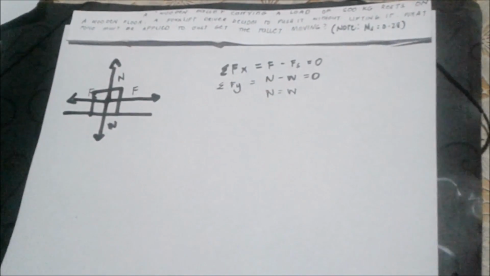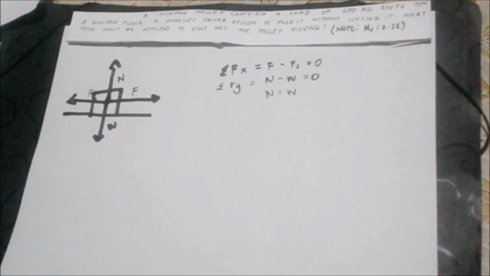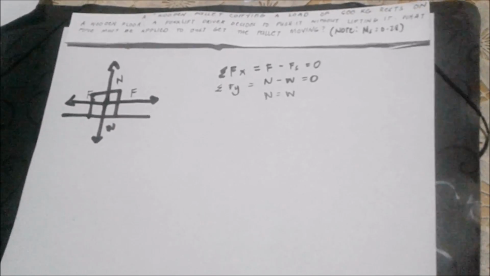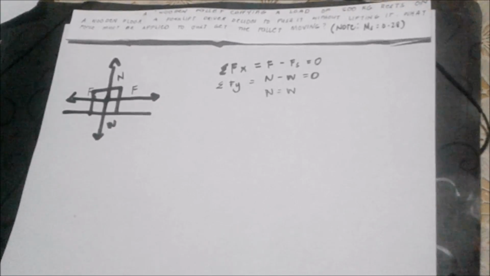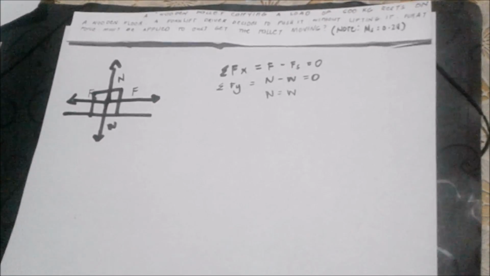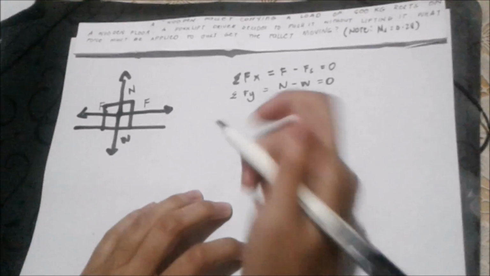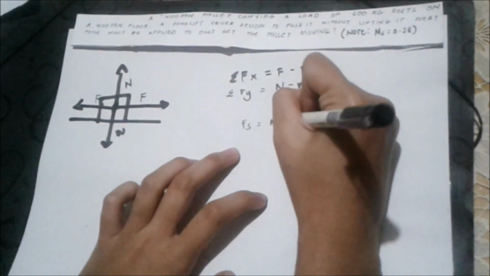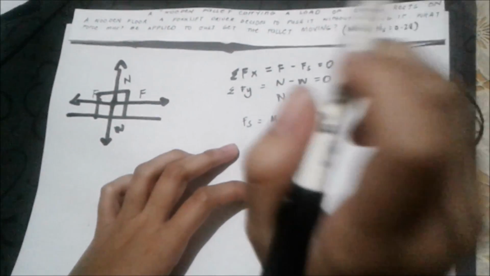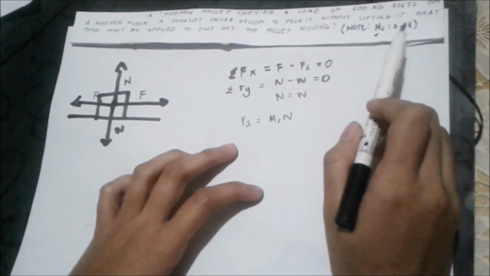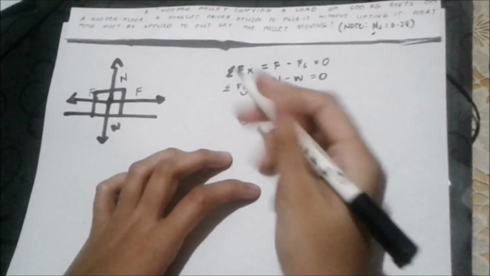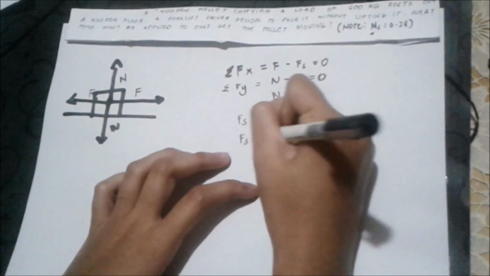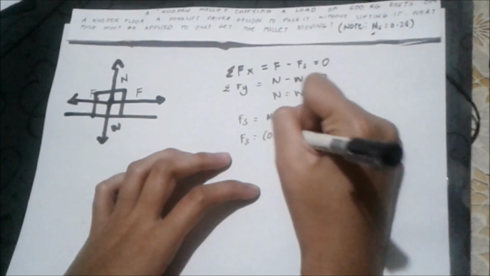Then according to the problem, the question is what force must be applied to just get the pallet moving? To get the pallet started, the driver must push it with a force equal to the maximum static friction. So the equation for the static friction is Fs is equal to mu s times N. And according to the problem, the mu s is equal to 0.28. So let's just substitute. So mu s is equal to 0.28.